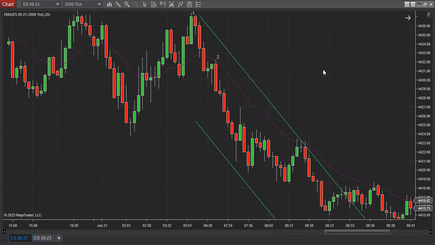I wanted to talk briefly about counting legs, second entries, first entries. It's one of the key parts to our strategy. First thing that we have to do is realize why it's important that we enter on second entries.